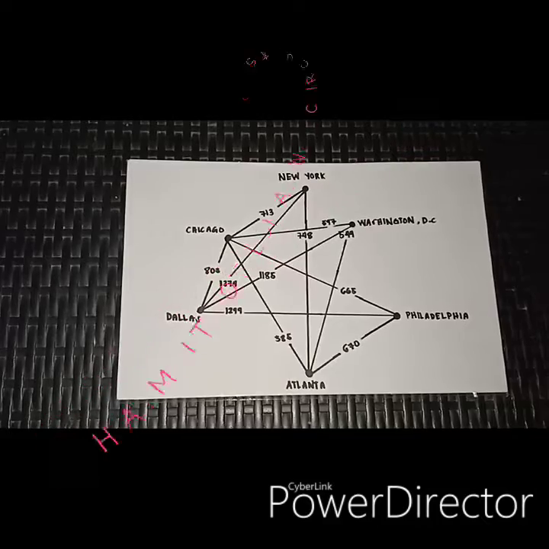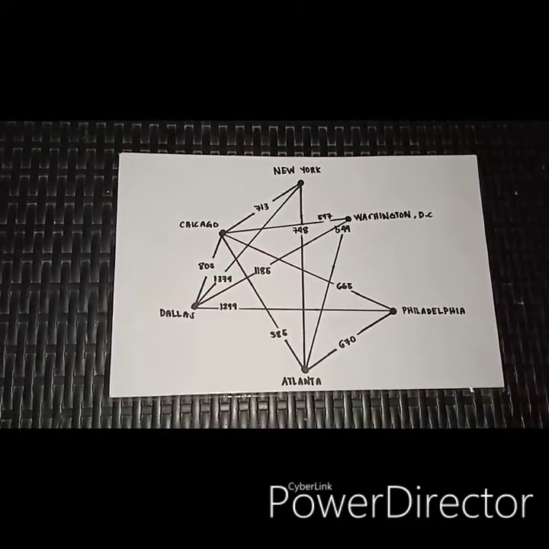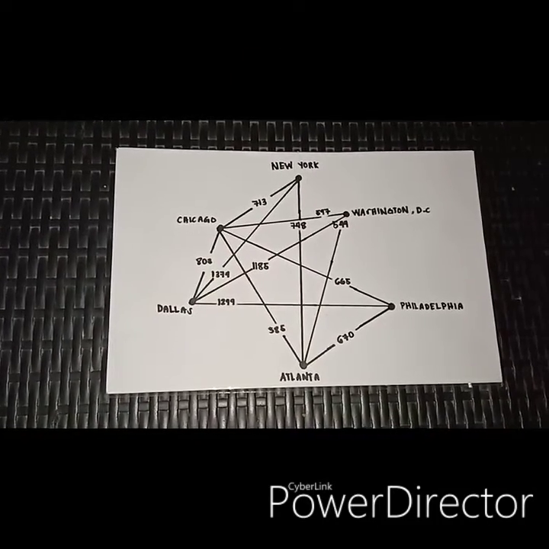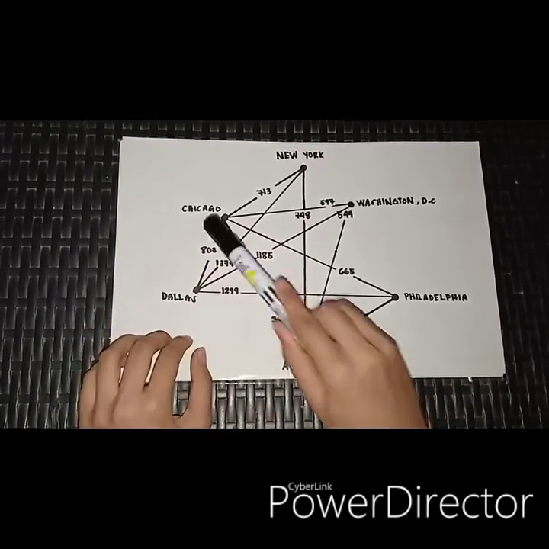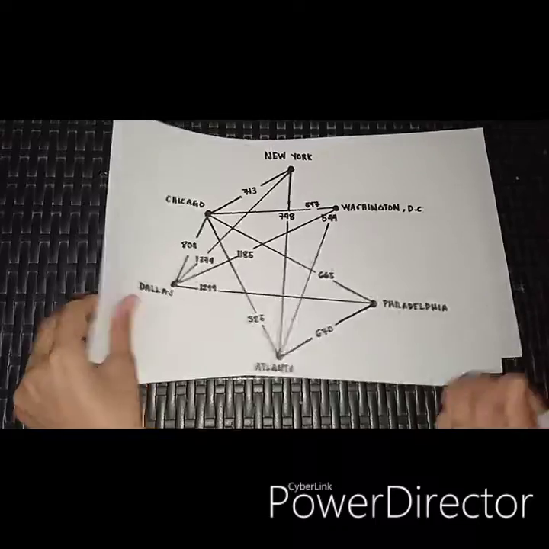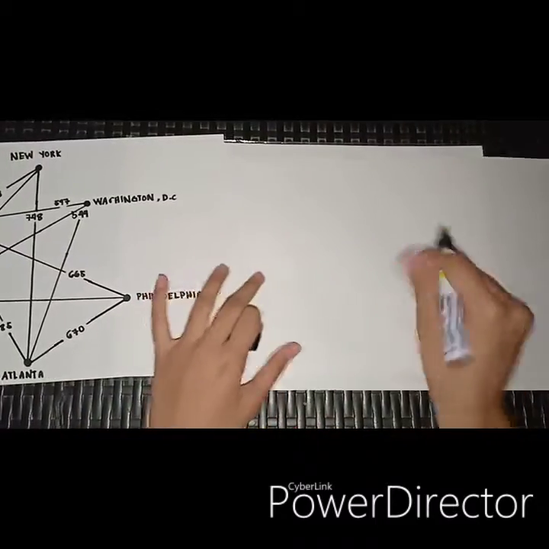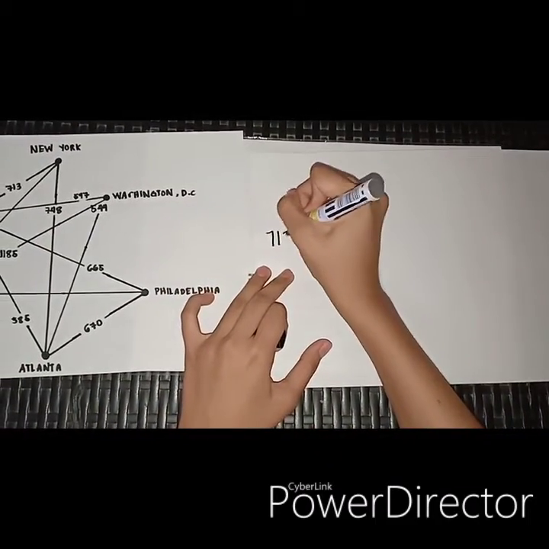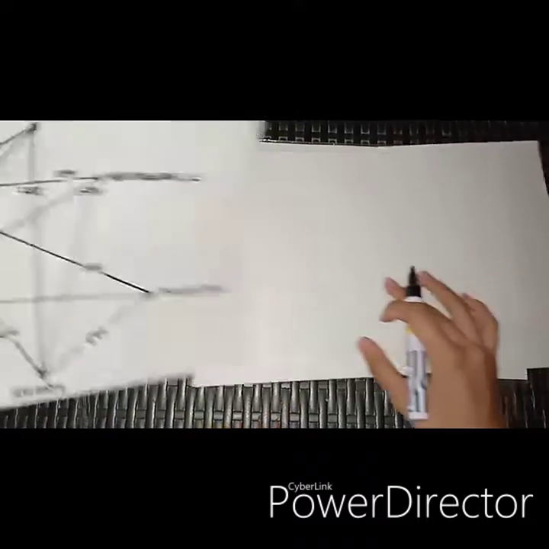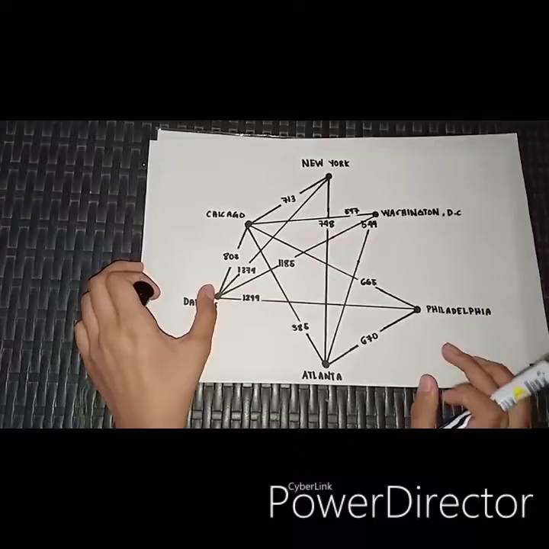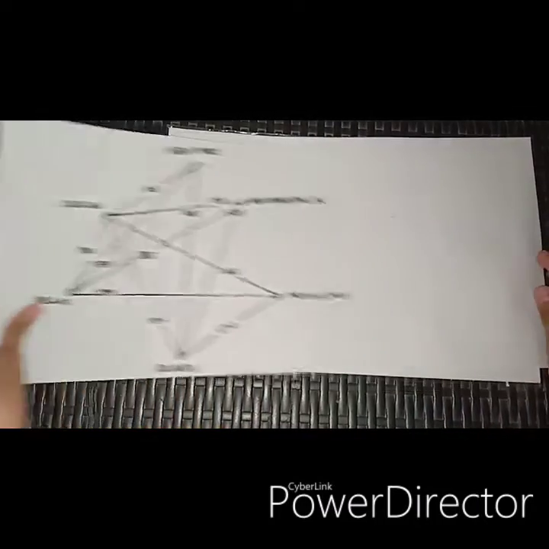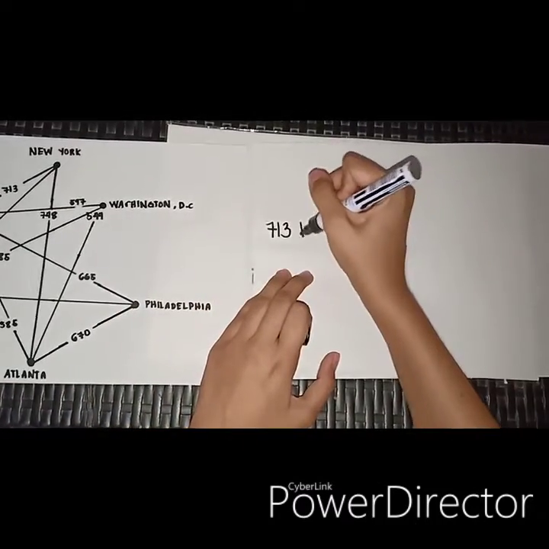A route that visits each city just once corresponds to a Hamiltonian circuit. Beginning at Chicago, each such circuit goes from Chicago to New York, which is 713 miles. Next is from New York to Dallas. New York to Dallas is 1,374 miles.